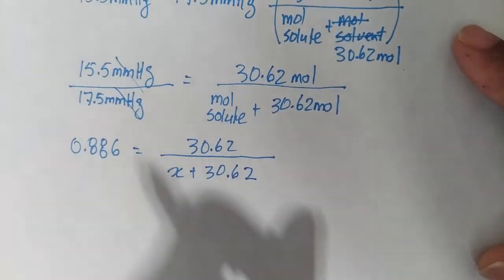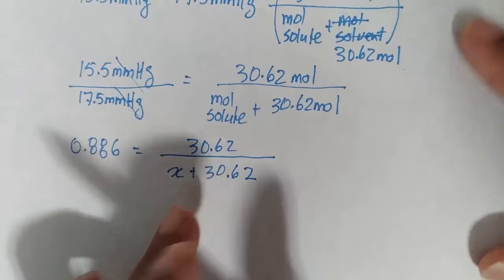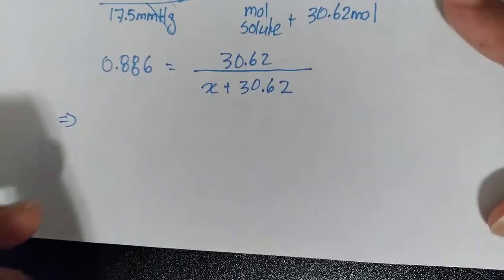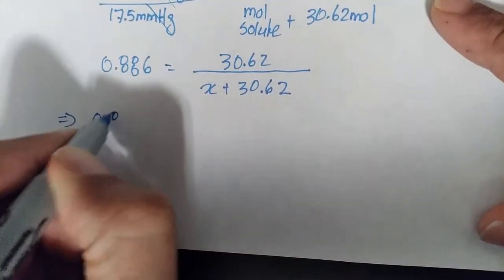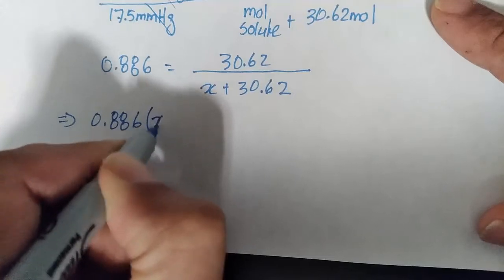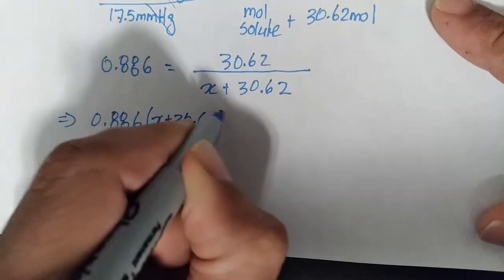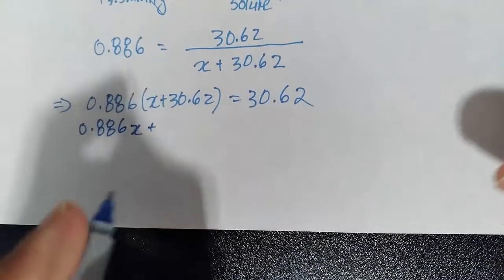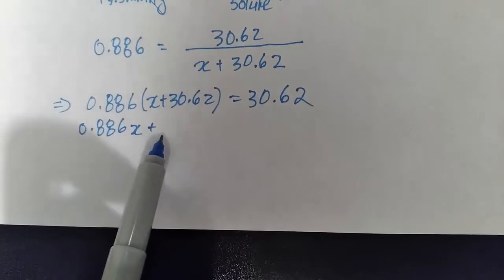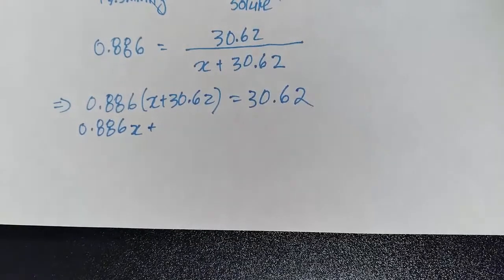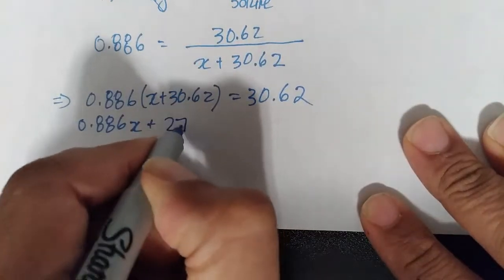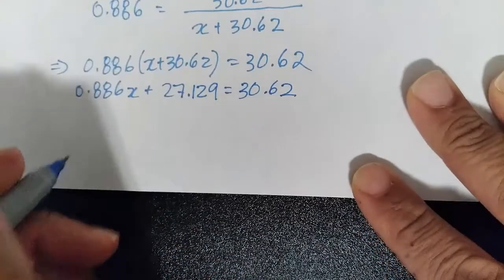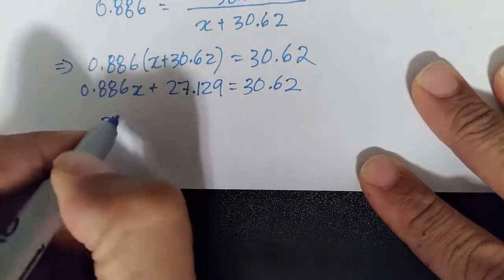I'm going to multiply both sides of the equation by x plus 30.62. Letting x equal our moles of solute, I get 0.886 times x plus 30.62. I'll add units later. Distributing this out, 0.886x plus 0.886 times 30.62, which I'll do on my calculator, is 27.129, equals 30.62. This is really an algebra problem now, so I'm going to quickly solve for x.